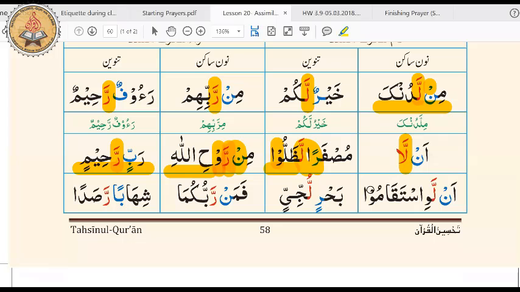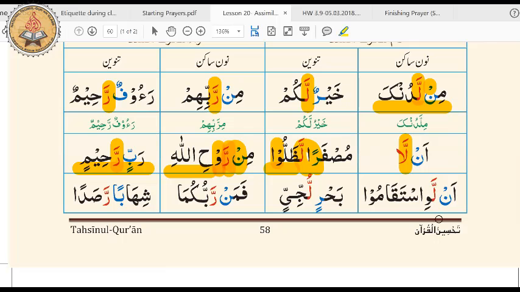Okay, so in this first box over here, do you know where this rule is taking place? We're lucky they've actually helped us here. They've highlighted the letters in a different color. So what letters have been colored in a different color? Noon and Lam. Yeah, so that's where the idgham kamil is taking place.